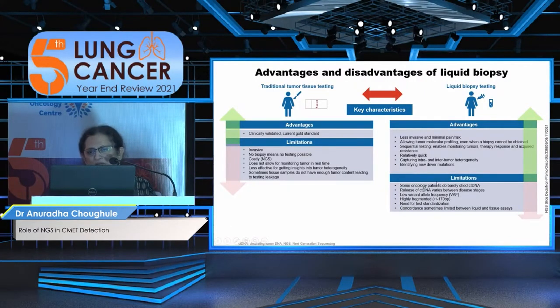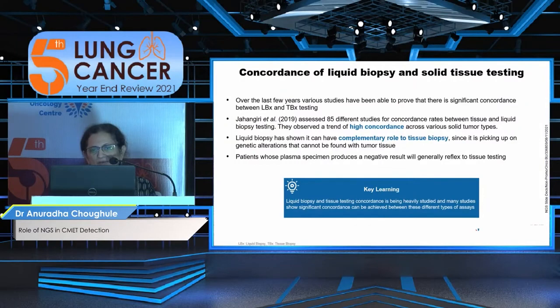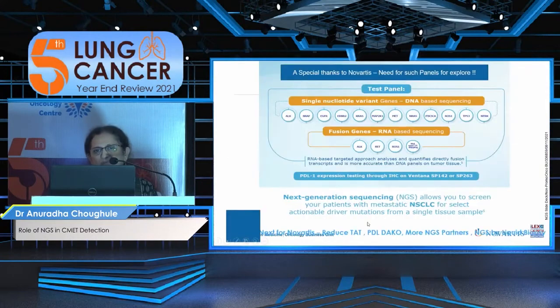Liquid biopsy is also one of the preferred tests, because if there is a shortage of tissue, especially in lung, we can also perform liquid biopsy testing. Of course, it has its own limitations: there is low variant allele frequency, it is highly fragmented because of the small base pair size, and it needs standardization. The concordance sometimes is limited between the liquid and tissue assays. But concordance is being heavily studied, and many studies show significant concordance can be achieved between these two different types of assays.